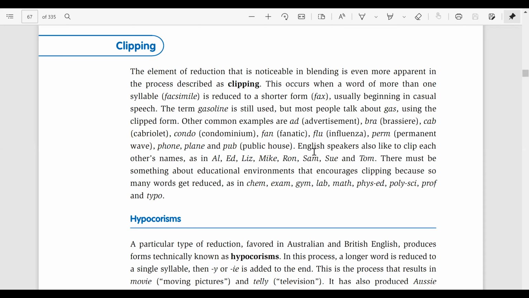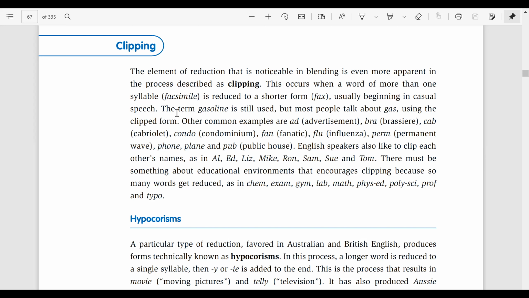So first of all, we have clipping. So in clipping, what do we do? The element of reduction that is noticeable in blending is even more apparent in the process described as clipping. Here we clip the word, we shorten a word, we reduce a word. So the reduction is more marked, more noticeable in this process.